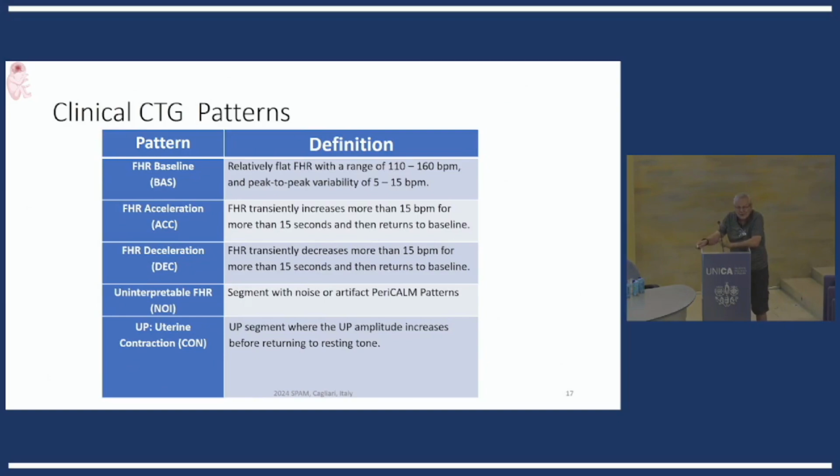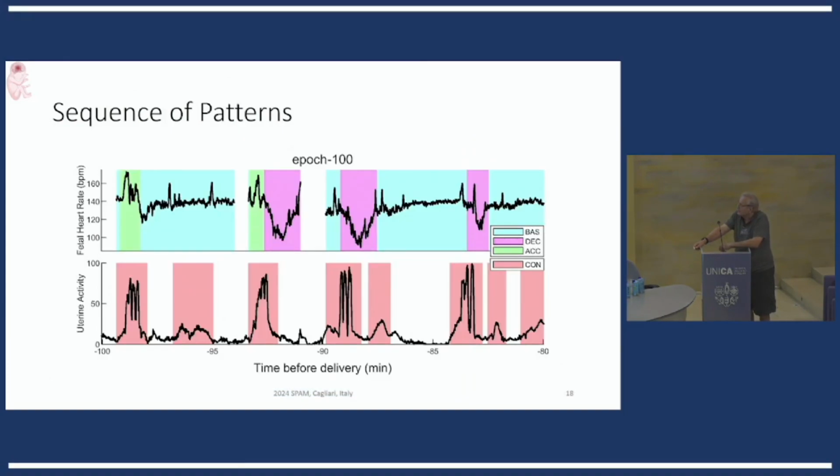These are the standard clinical patterns that the obstetricians look at. And then for each pattern, we identify its onset, its end, and a set of sequence. So here's an example where we've essentially identified the patterns in the FHR on the top and the uterine activity in the bottom. You can see we've identified baseline in blue, decelerations in pink, and accelerations in green. And in the UP, we essentially identified the contractions. This is all done automatically by the Paragen software.